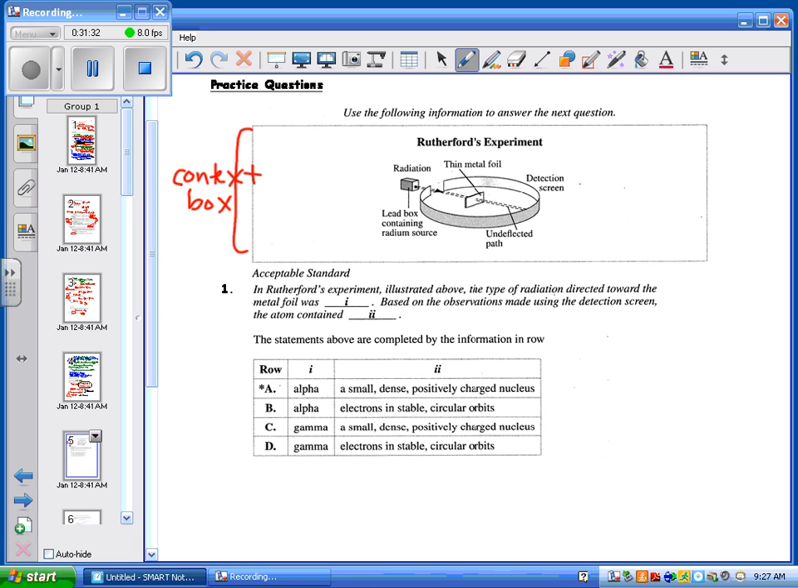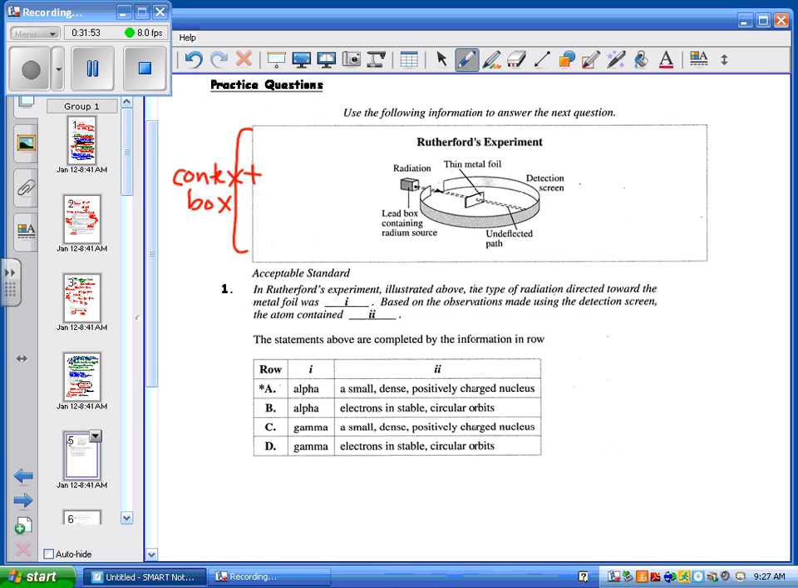So in this one, in Rutherford's experiment, illustrated above, the type of radiation directed toward the metal foil was 1, and so you want to pick either alpha or gamma. Then, based on observations made using the detection screen, the atom contained either a small dense positively charged nucleus or electrons in stable circular orbits. So this has a lot to do with just knowledge of Rutherford.